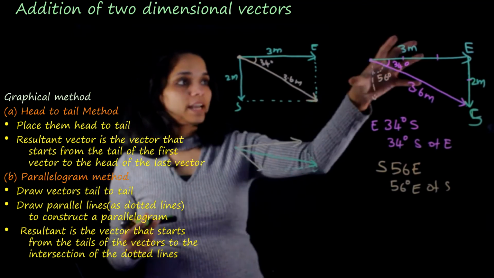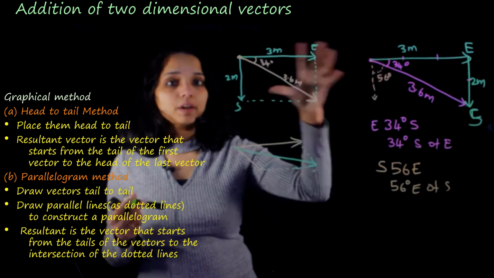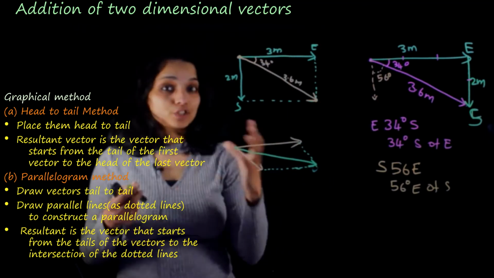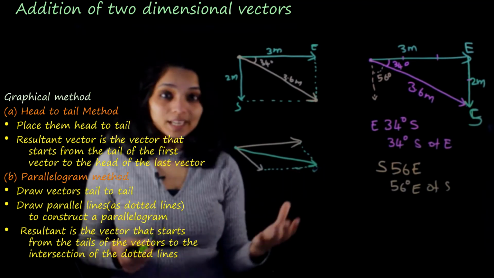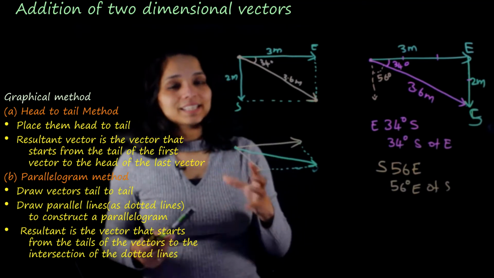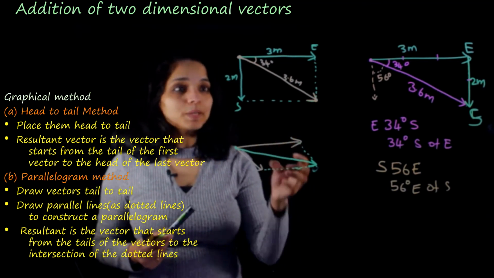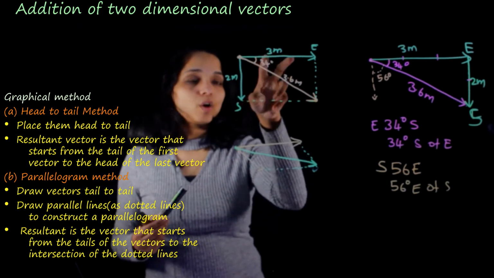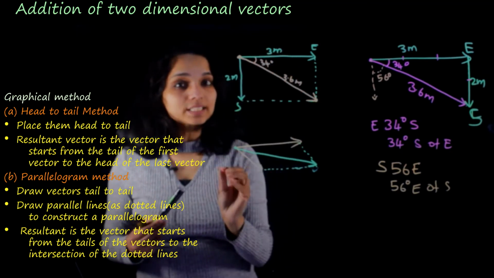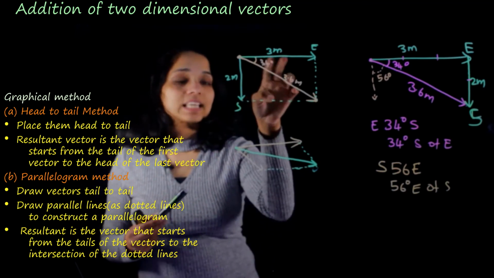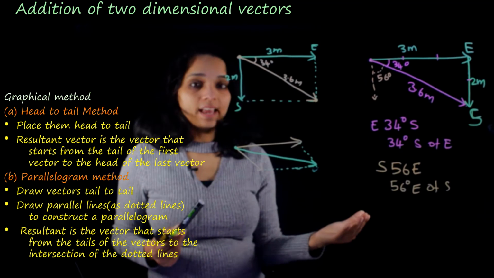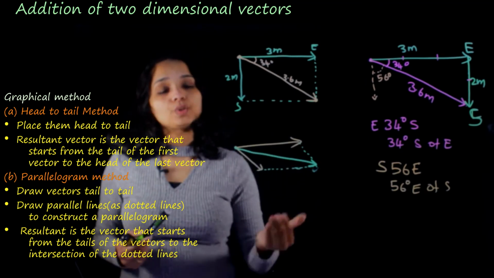So we've learned two graphical methods. One is head to tail and one is the parallelogram method. You can opt for whichever you like, but both should give you the same answer. This graphical method is only approximate because you're heavily relying on measuring using the ruler and then the protractor. So there could be errors, as the scaling is one thing you should do as accurately as you can. So that's why we use a geometrical method.